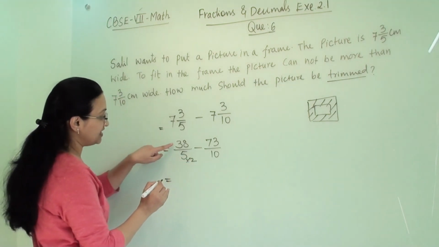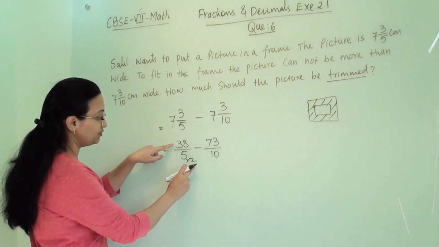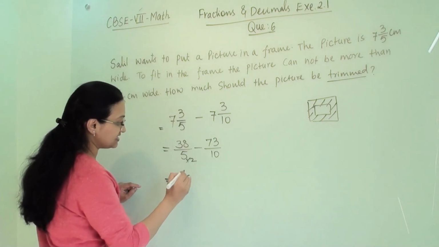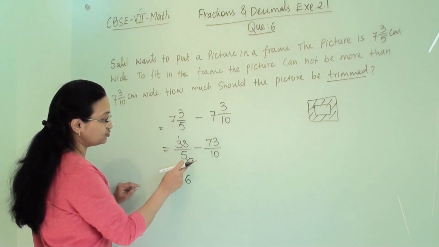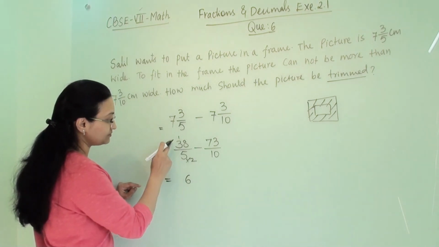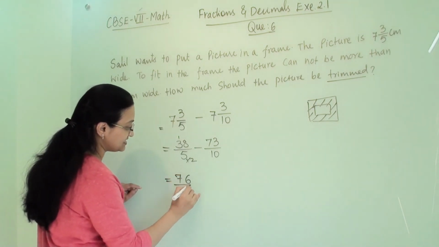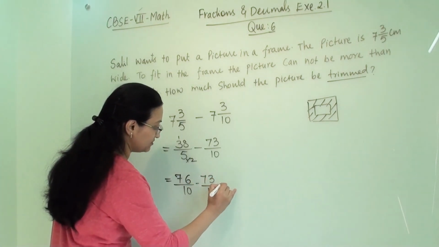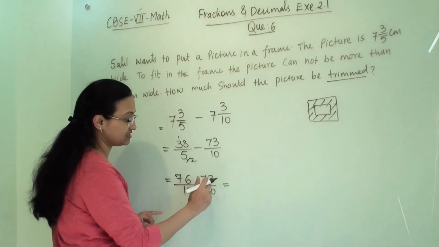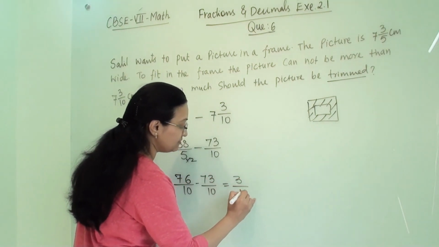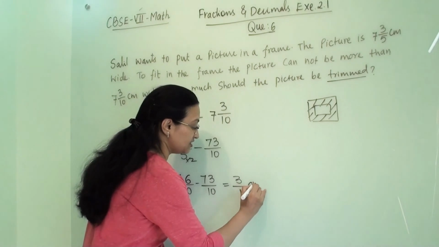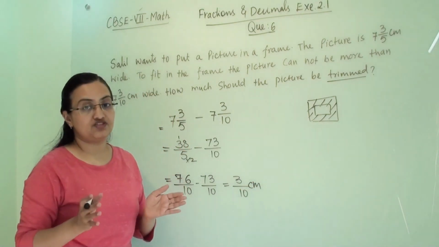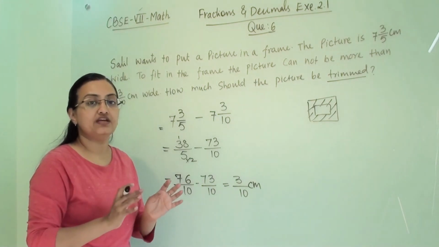So when we multiply 38 into 2, we will get 8 into 2, we will get 6, 1, 3 into 2, we will get 6 and 1, 7. 76 divided by 10 minus 73 divided by 10. So here we will get 76 minus 73, we will get 3 by 10, and this is centimeter. So 3 by 10 centimeter we have to trim the picture, then only that picture will fit into the frame.